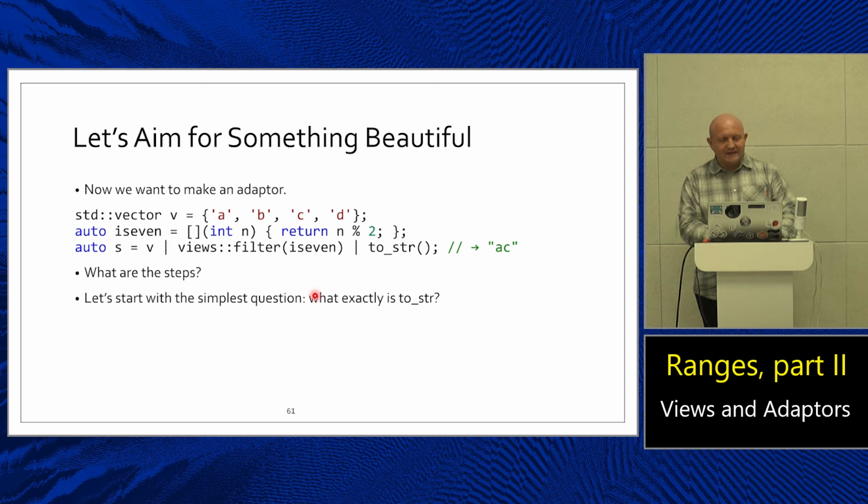And what exactly is toStr? What is its official status in the language? It's not a variable, definitely. It's not a function in the usual sense. It's something that participates in piping. So it must be some object with an overloaded operator, and something that can be used on the right-hand side of the pipe operator. So let's implement it. And let's begin with the simple question. What is this toStr mechanically?